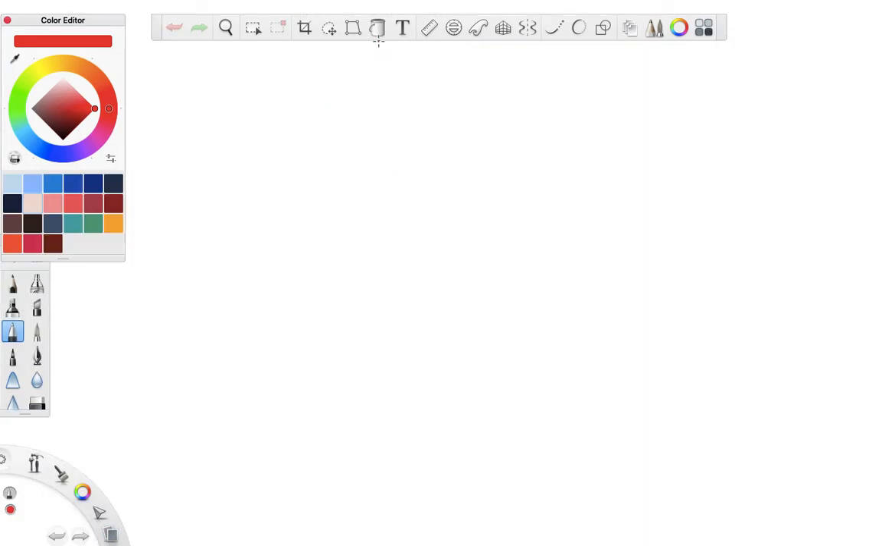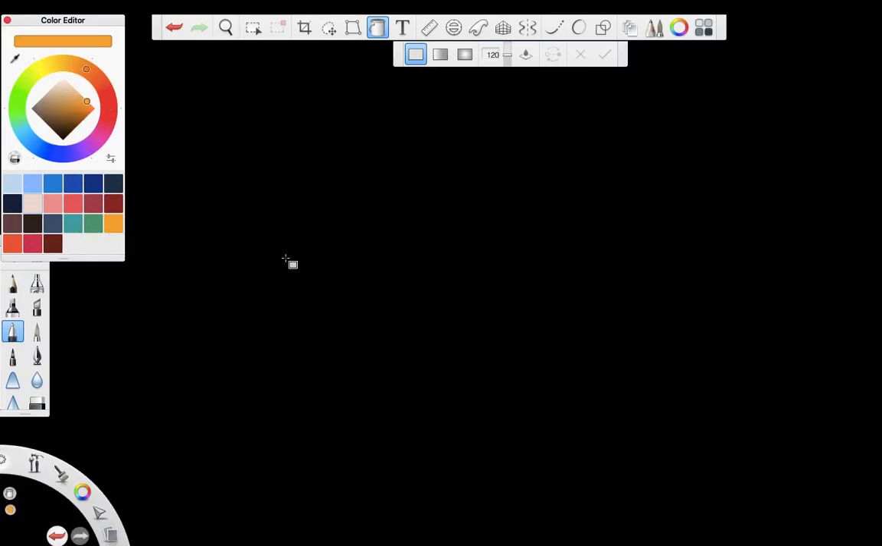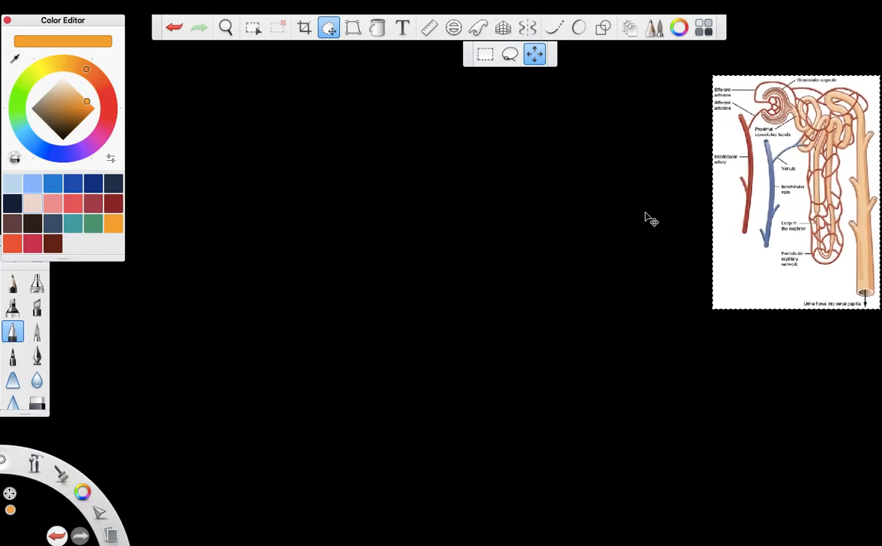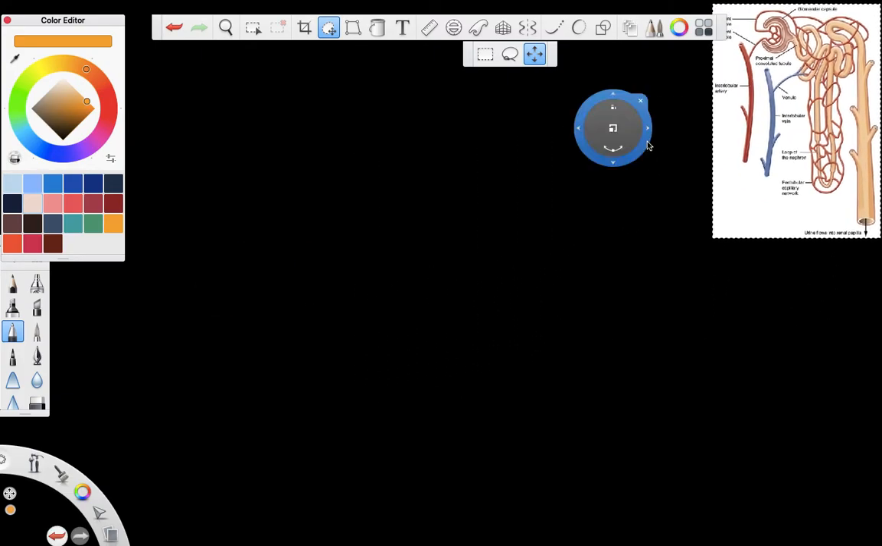Right then, so that's number 2 done. Let's now think about what happens at the loop of Henle. So we've spoken about what happens at the Bowman's capsule, number 1. We've spoken about what happens at the proximal convoluted tubule, number 2. We're now going to think about what happens in the loop of Henle, number 3.